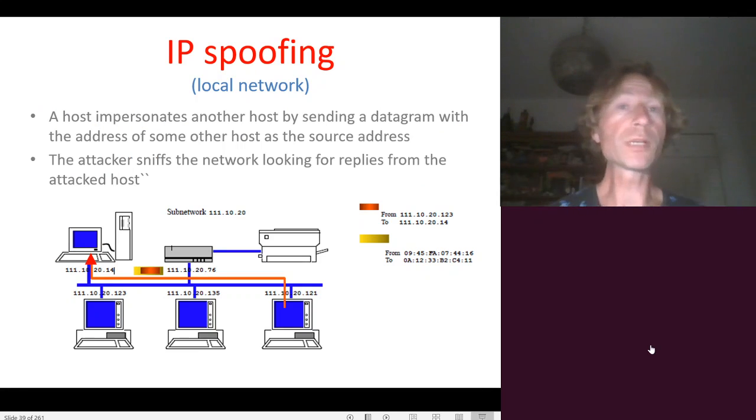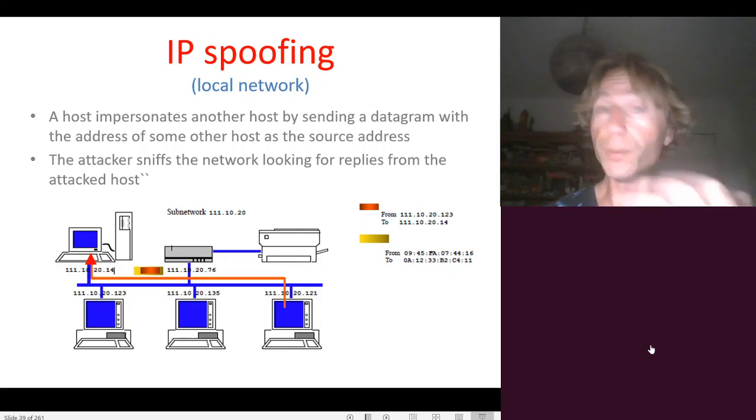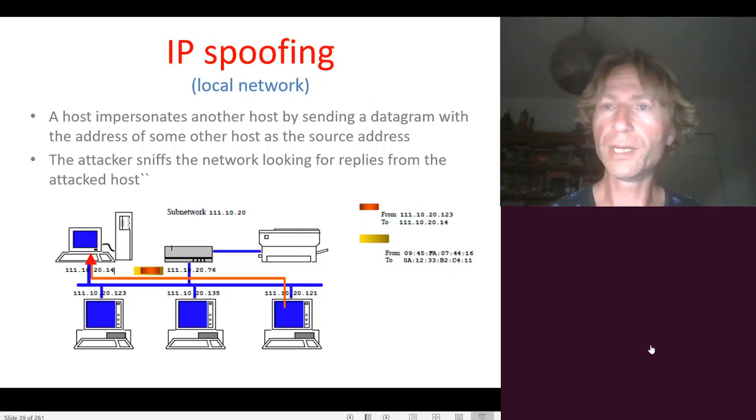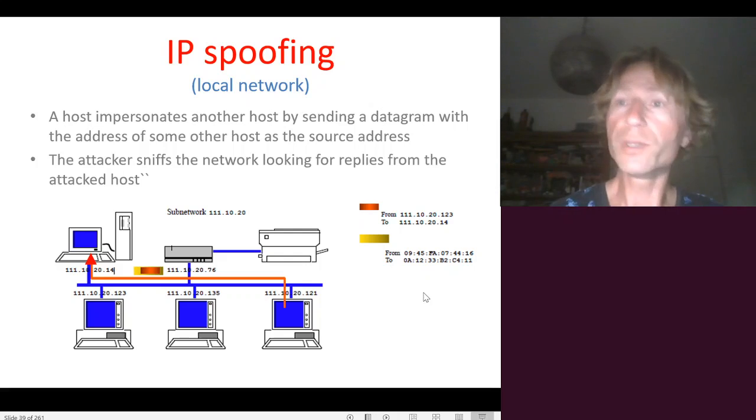Now, this spoofing can also be done at different layers. So we can also spoof, for instance, at the IP level. So this is at the network layer. In this case, you impersonate a host by sending an IP datagram with the IP address of another host. And then if you're on the same local area network, you can sniff the traffic for the replies from the attacked host. Okay, so that's a powerful stepping stone, assuming that you have local area network access.